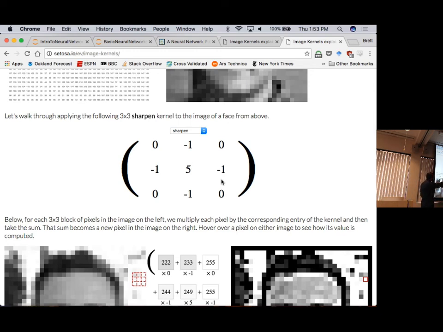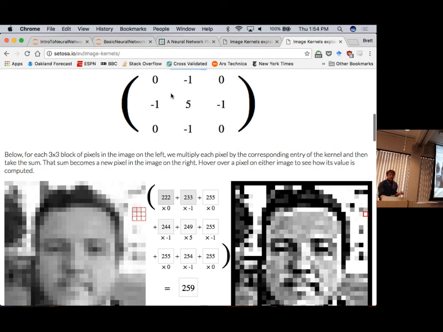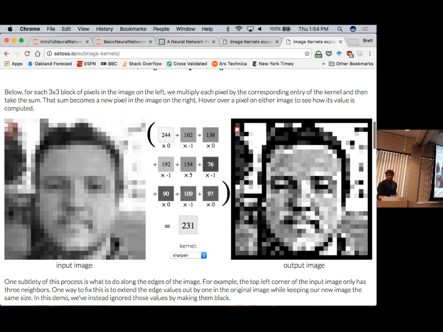It has a big positive value in the middle, little negative values, and then zeros. So what we're doing is we're taking this filter, starting up in the top left corner over here. We're taking the dot product of the numbers from that filter, 0, -1, 0, -1, 5, -1, 0, -1, 0, with the 9 pixel values right here, okay?